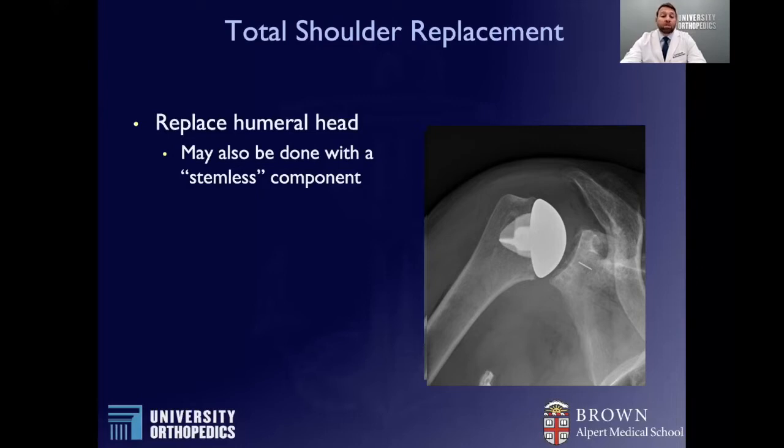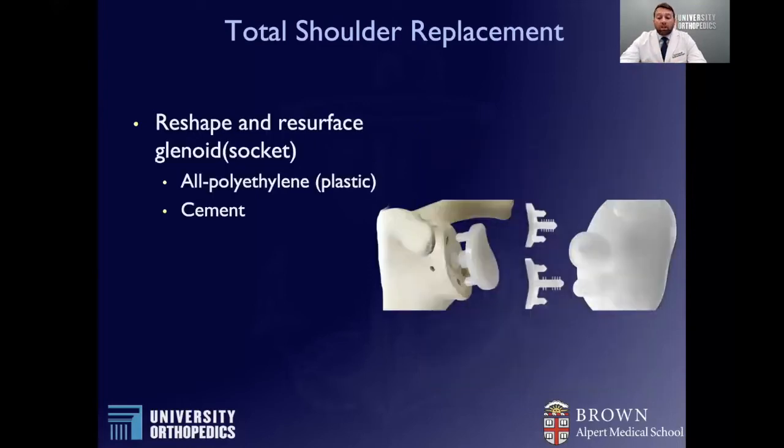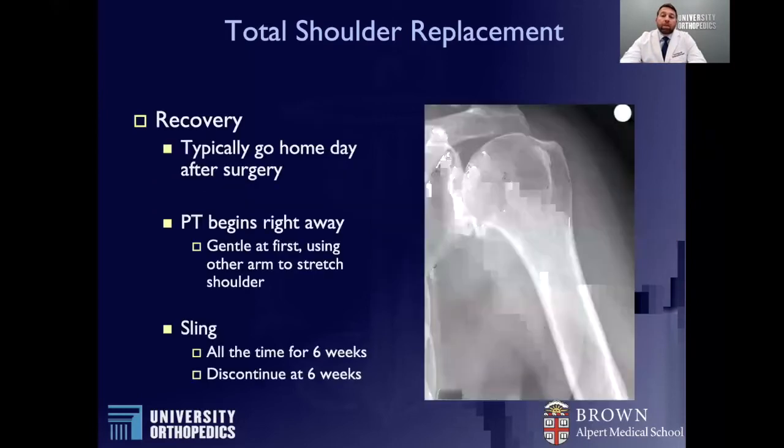And this is important, especially for our younger patients that may live longer than the component lasts. On the socket side, this is what we use. On the glenoid side, we use this plastic socket. Polyethylene is the type of plastic that we use that gets cemented into place. So now you have a metal ball that's contacting a plastic socket, as opposed to the bones that you had before where it was bones on bones rubbing and causing all that pain.